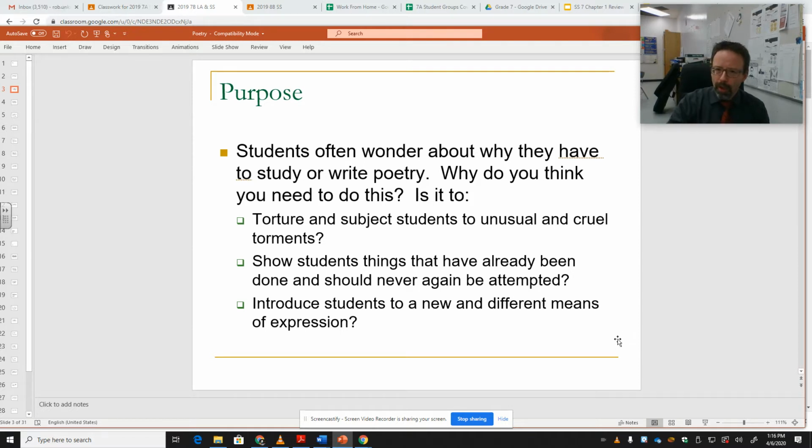If you chose A, no. As much as you might feel that sometimes these things are torture, it is not for you. It is not also to show you things that have already been done. Although many of these things have been done, they should be attempted again. It is because you guys need to see different ways of expressing yourselves.